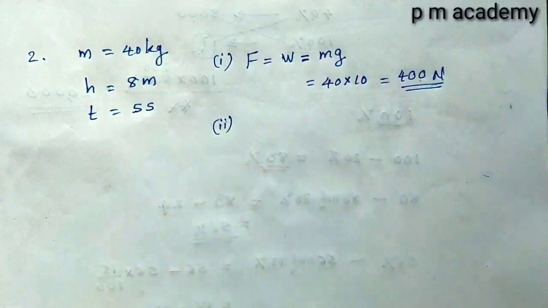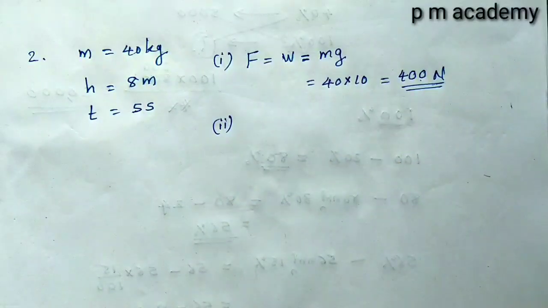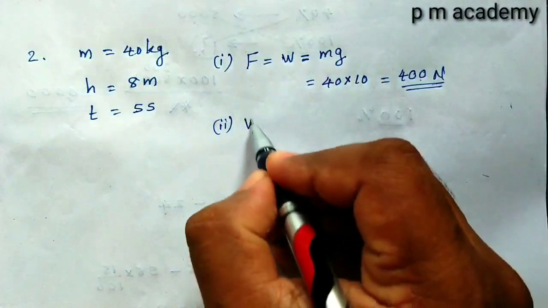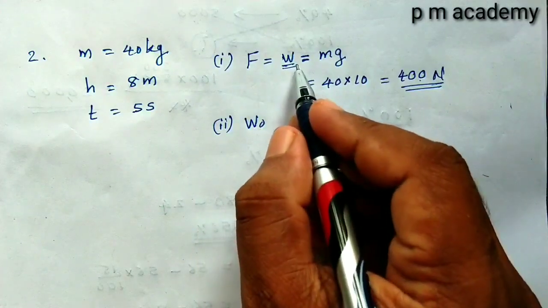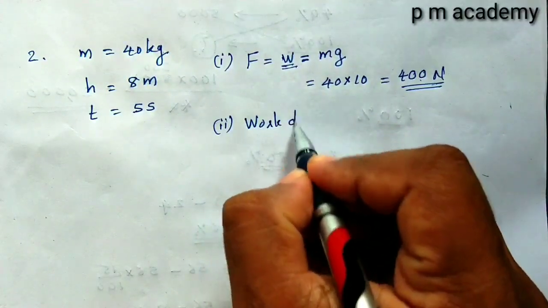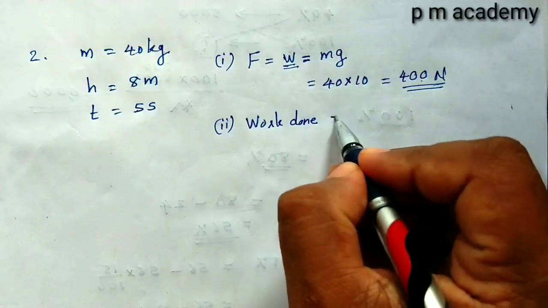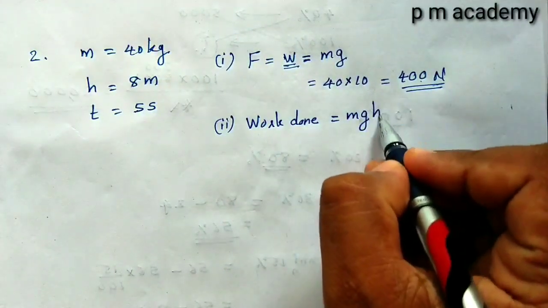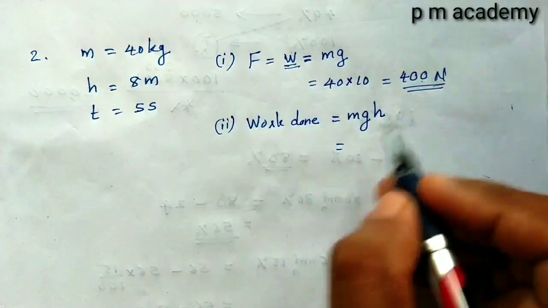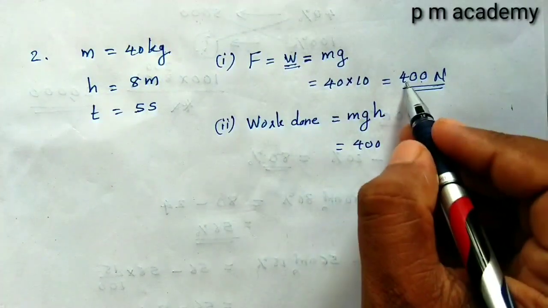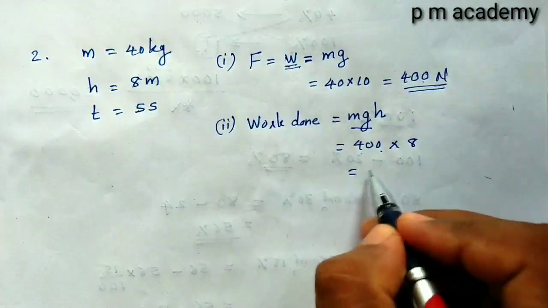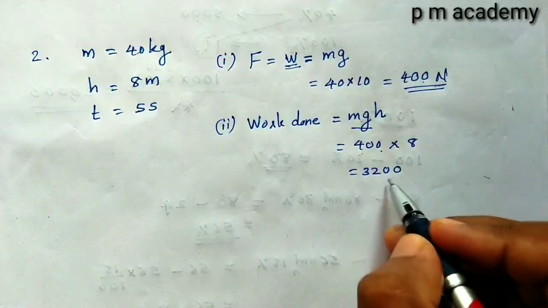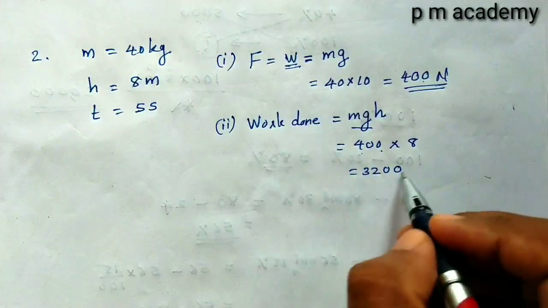Question number 2. The work done by him against the force of gravity. Okay, don't confuse the weight and work. This W indicates weight. Then work done. Work done against the force of gravity. You know that formula is mgh. You know that mg is 400 Newton. You already found out, mg is 400 Newton, and height is 8 meter. That is 3200. Unit of work is joule.